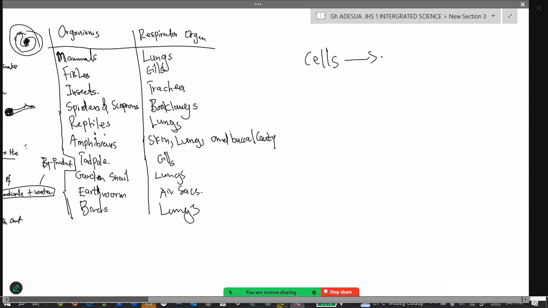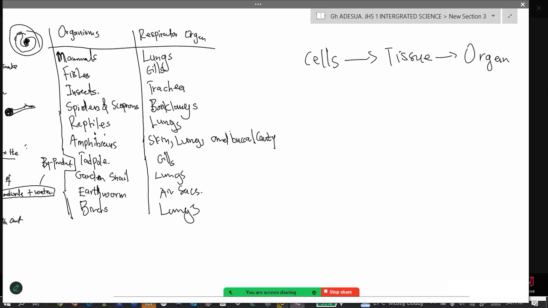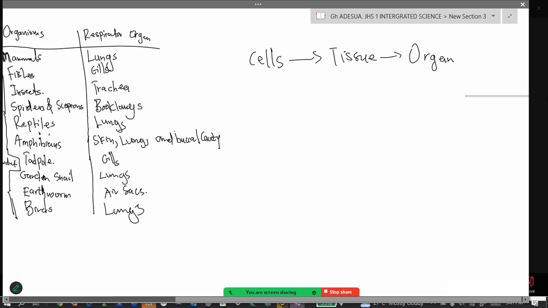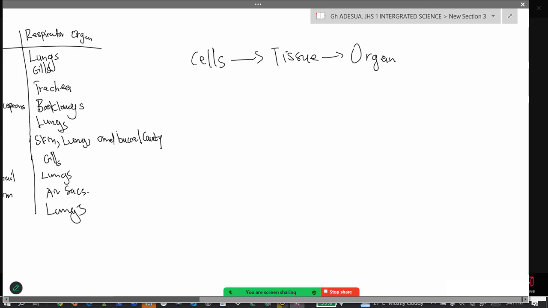I remember teaching you this. Something comes before the organ. A tissue. Yes. Cells come together to form tissue. Tissue comes together to form what? An organ. Organs come together to form what? An organ system. No, organism is the last thing. An organ system.